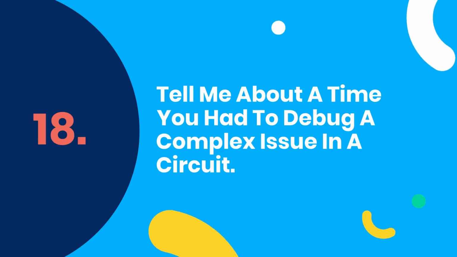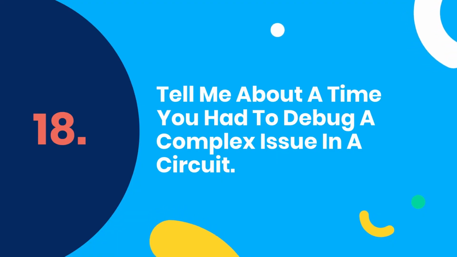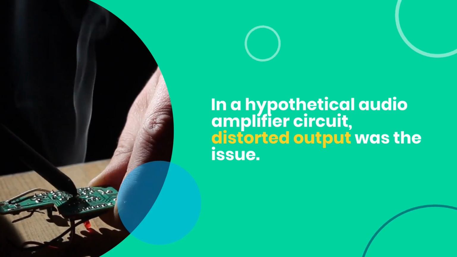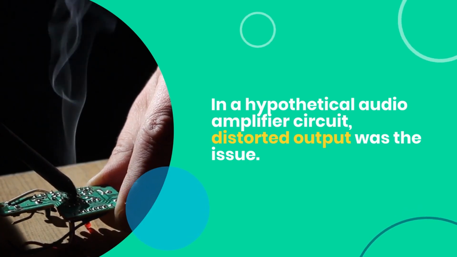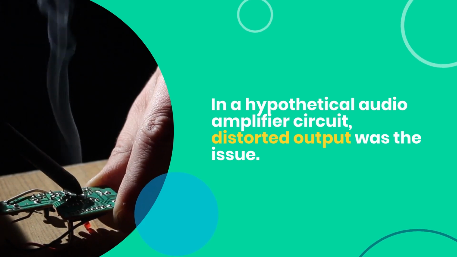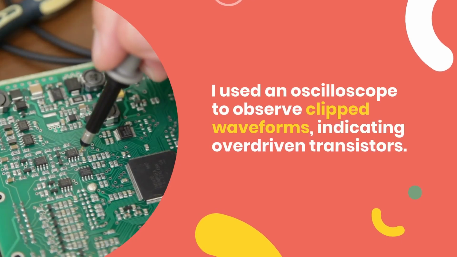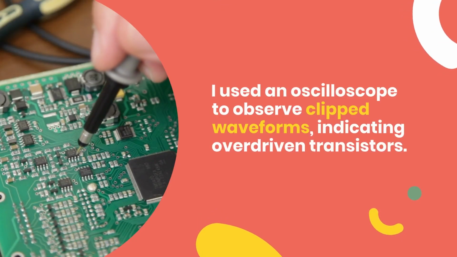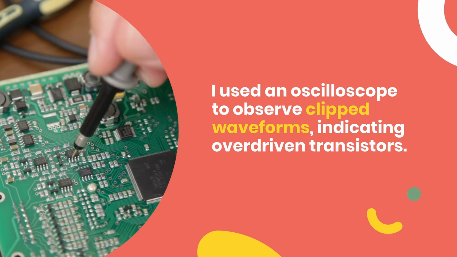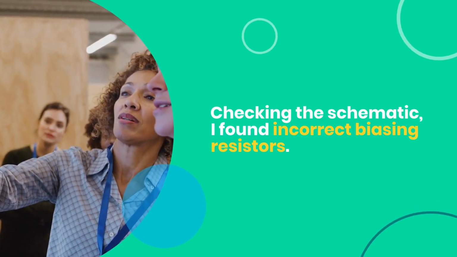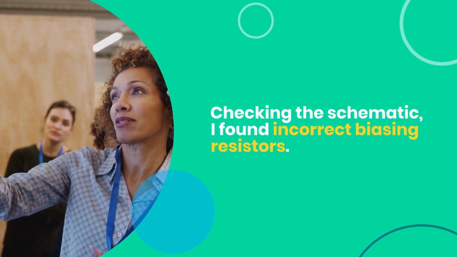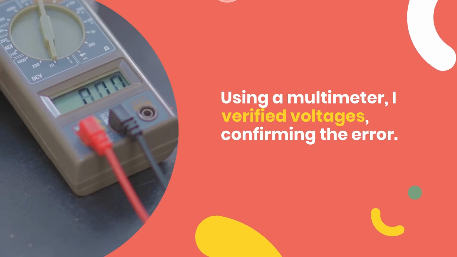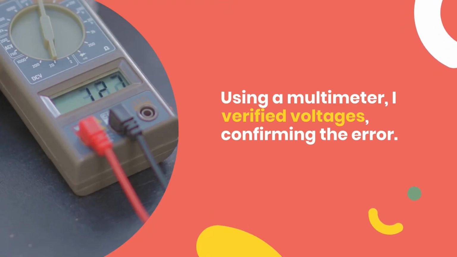18. Tell me about a time you had to debug a complex issue in a circuit. In a hypothetical audio amplifier circuit, distorted output was the issue. I used an oscilloscope to observe clipped waveforms, indicating overdriven transistors. Checking the schematic, I found incorrect biasing resistors. Using a multimeter, I verified voltages, confirming the error.